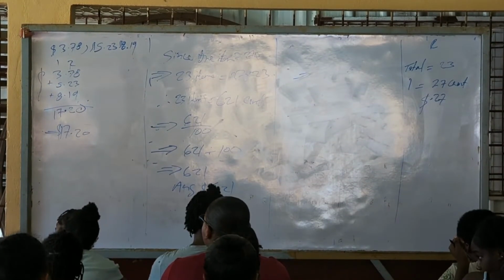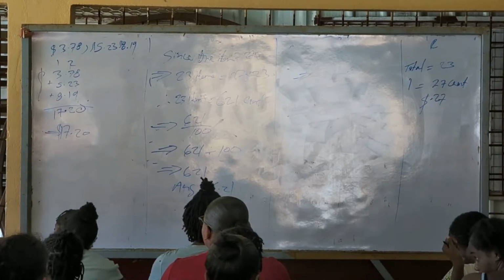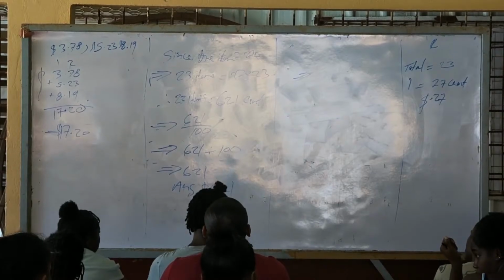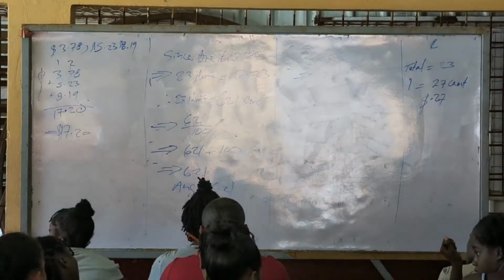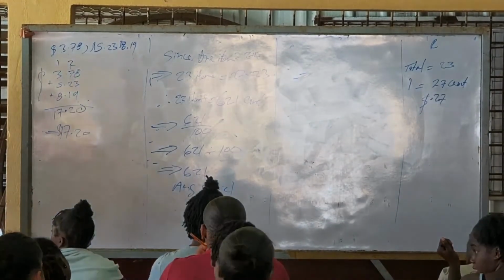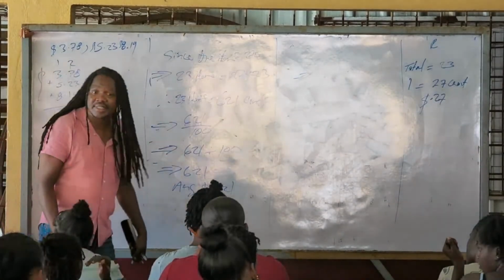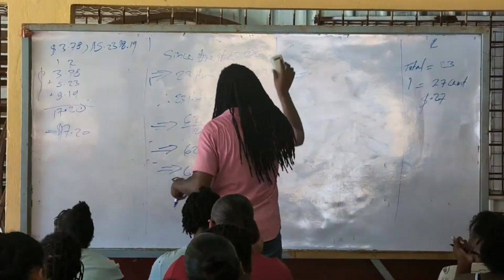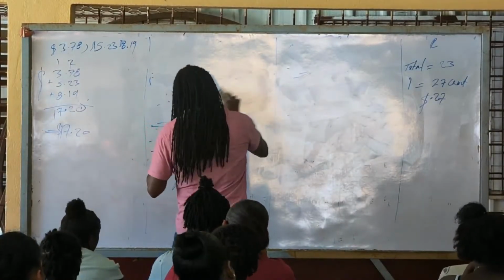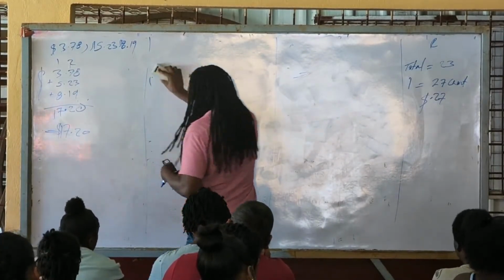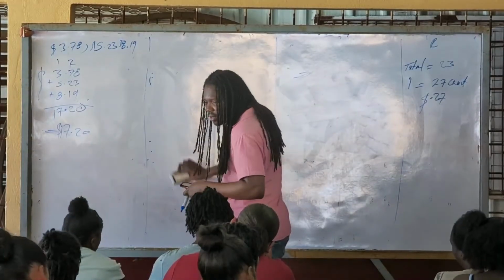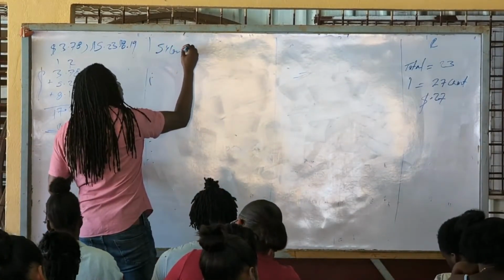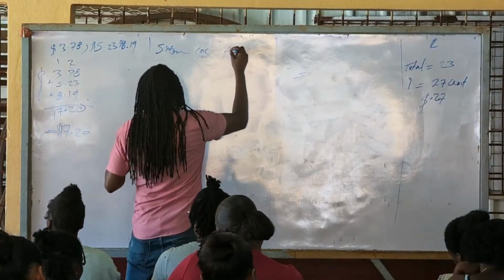Carry 18. Everybody see that? You understand? All right, you go on like you're bright. 5 items cost $1.30.